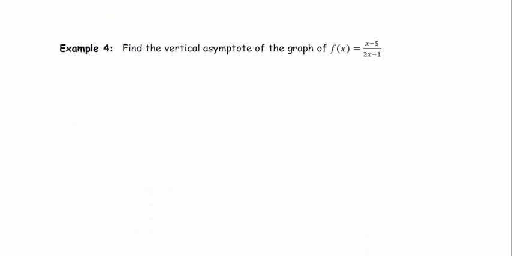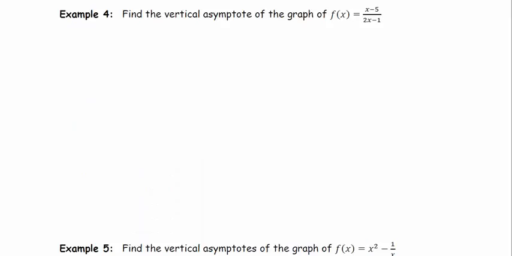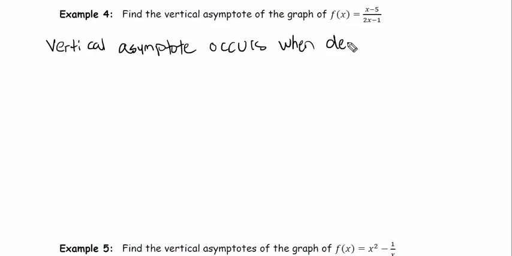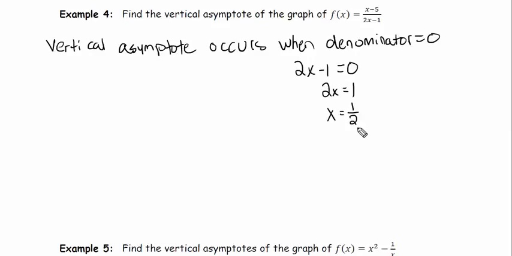Find the vertical asymptote of the graph of f of x equals x minus 5 over 2x minus 1. So to find the vertical asymptote, remember that the vertical asymptote from our definition at the beginning occurs when the denominator equals 0. So 2x minus 1 equals 0, add the 1 to get 2x equals 1, and then divide by 2 to get x equals half.